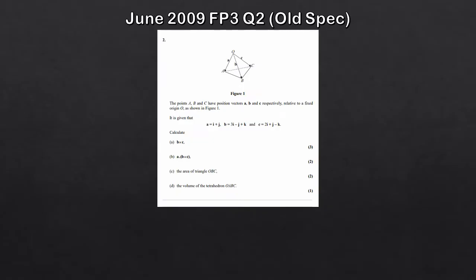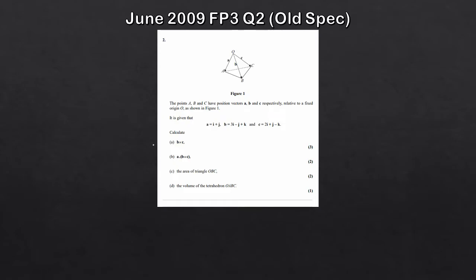This one is actually taken from the old exam spec. So this was the June 2009 paper. And like you can see here, it's very, very similar. We've got to work out a cross product. Then we have to implement the dot product with that. Then we have to find the area of a triangle and then the volume of the tetrahedron. Okay. Now the nice thing about this question is each part builds upon it.